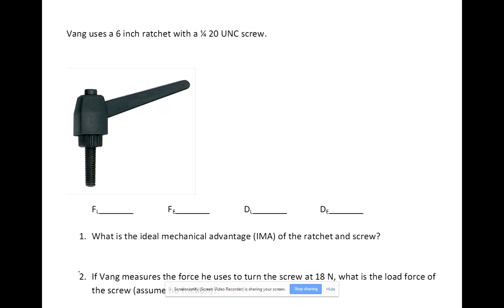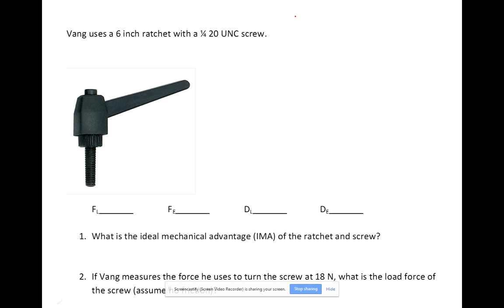Okay, let's do a problem together. Getting to the wide world of screencasting things and showing you how to do stuff. So, here's the problem. Vang has got a 6-inch ratchet, quarter 20 UNC screw. We need to figure out what is the ideal mechanical advantage of the ratchet and screw.